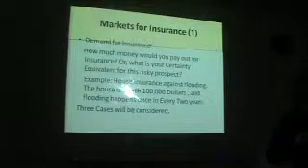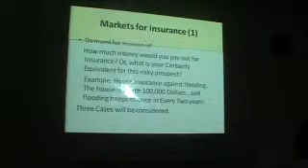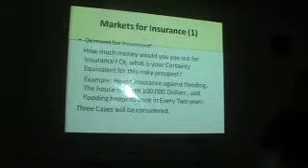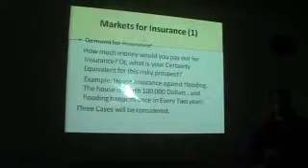I will be willing to pay more than this 5,000 if I'm risk averse. I will be willing to pay less than 5,000 if I'm a risk taker, and only 5,000 if I'm risk neutral. Is the example clear? Yes.